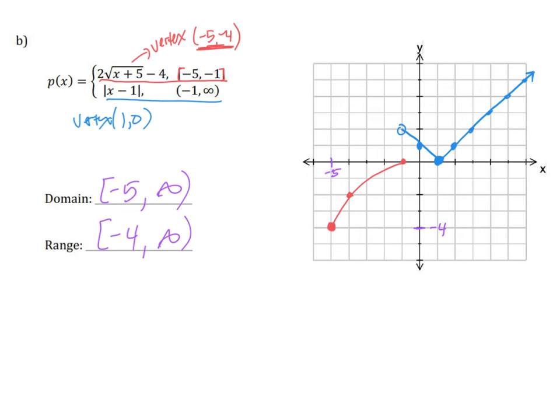Now, taking those two graphs, I'm looking at the domain. The domain, the leftmost point is -5. It's inclusive, so I have inclusive. And then it goes on to infinity with my rightmost point. With my range, my lowest point is -4. It's inclusive, and then it goes on infinitely upward, so I have my infinity.